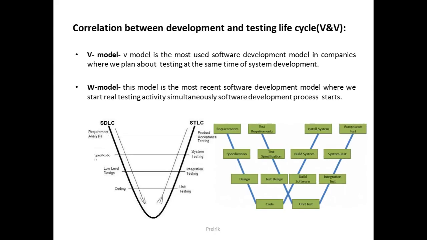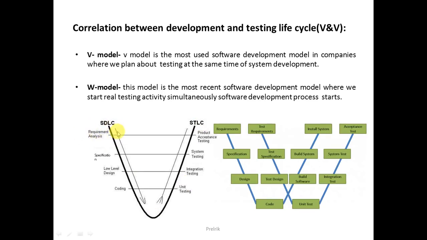Okay, here is a V model and W model, and it will explain the correlation between the development and testing life cycle. So what is the V model? Just go to this image. It will explain it. It's in the shape of a V. So here it begins. The first phase is requirement analysis.